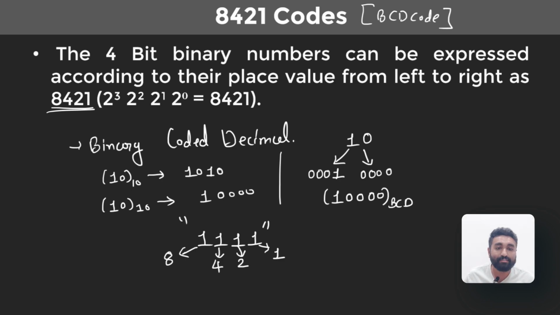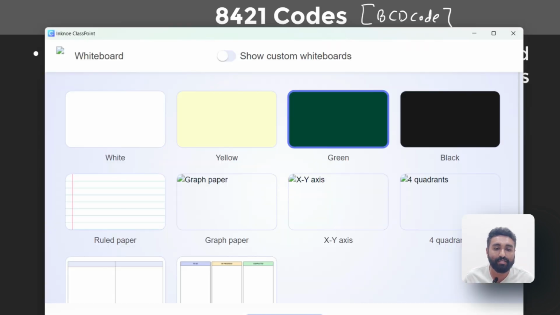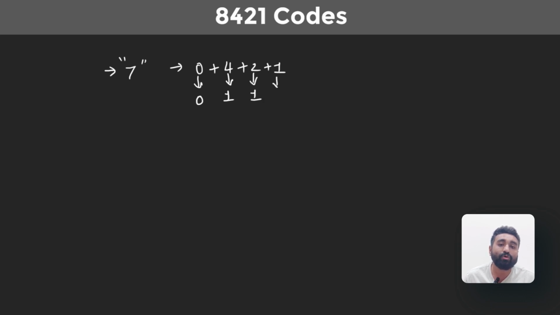Now I'll give you some more examples so that you understand exactly how it works. For example, I'm taking 7. If I want to have 7, I have to add 4 plus 2 plus 1, right? I don't have to add 8. So for 8 I write 0, 4 I need, so I write 1, 2 also I need, and 1 also I need. So my 8421 code for 7 is 0111. It is simply the binary that we have understood in the previous lectures, right?